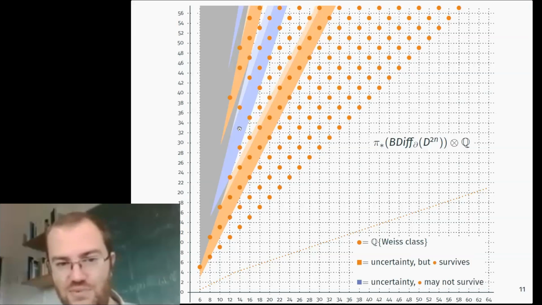But down here, for example, this orange region here, we don't quite know, and so we can't deduce anything about the region in between. So this is the general pattern. There's an underlying pattern of these Weiss classes, one every 4 degrees, that correspond to Pontryagin classes. And then there's some uncertainty overlaid onto that, but the uncertainty comes in this sort of pattern.